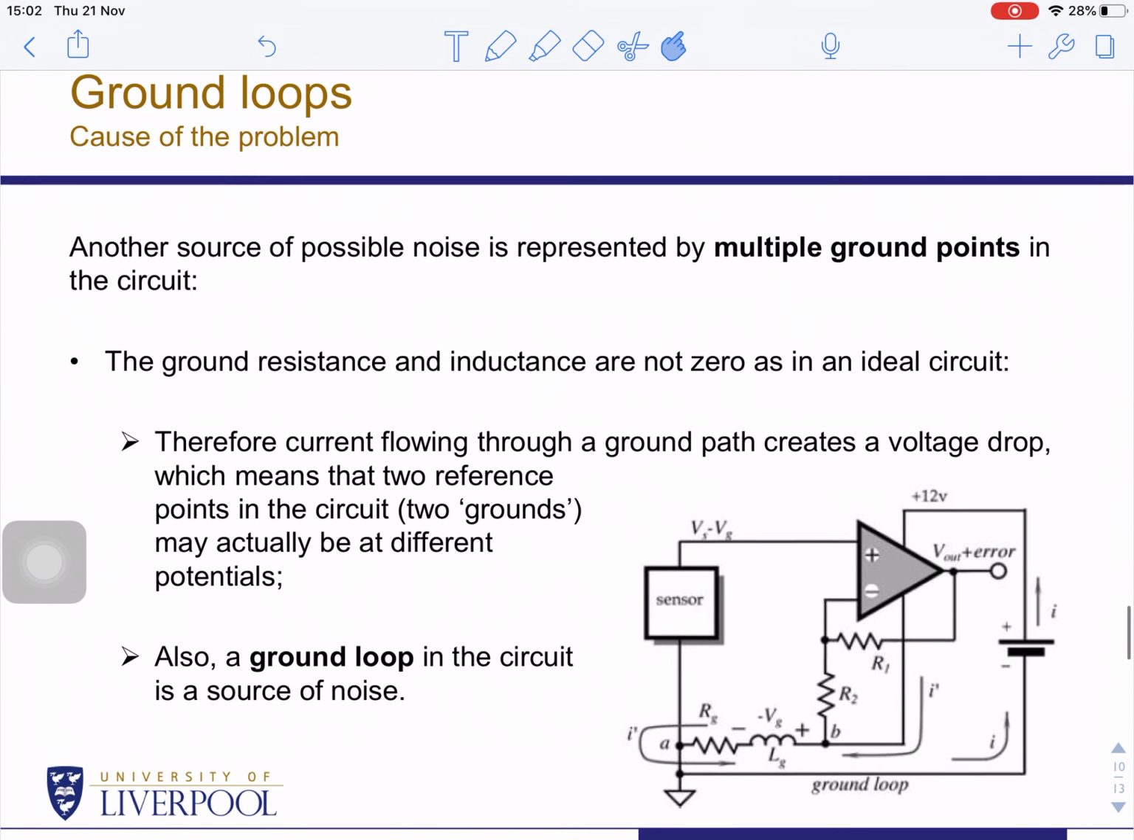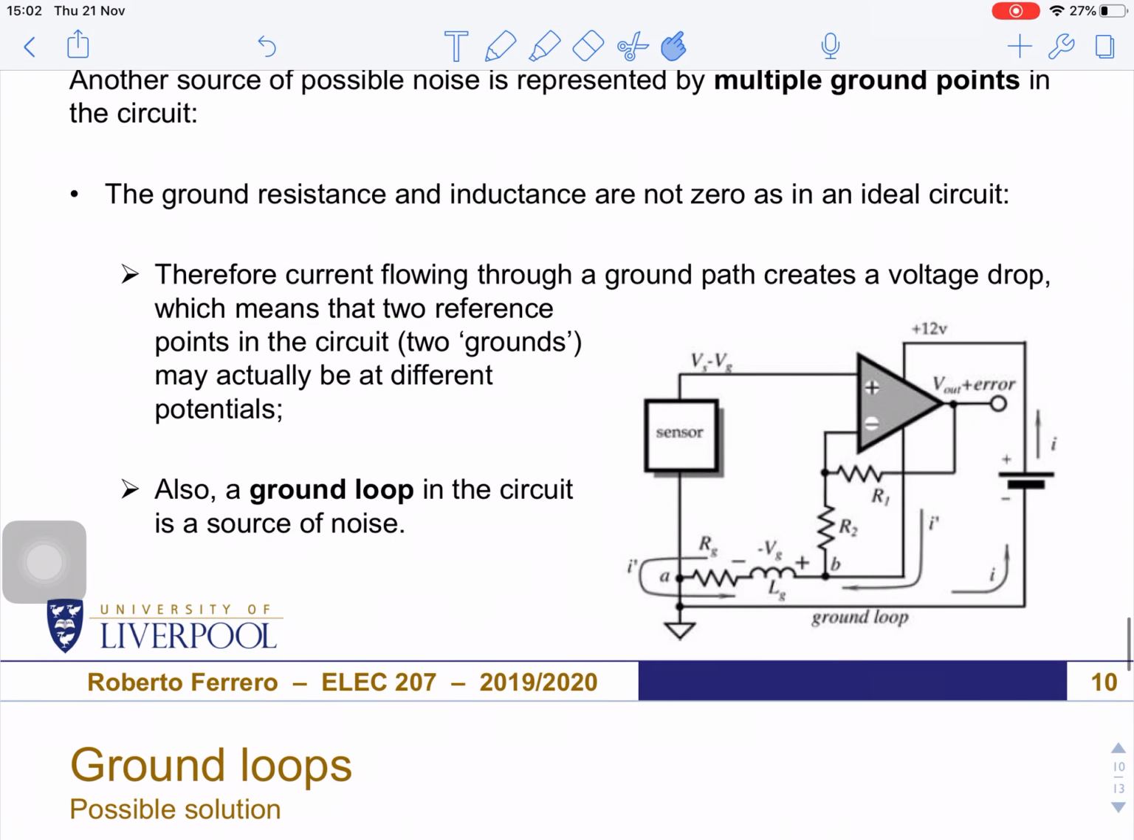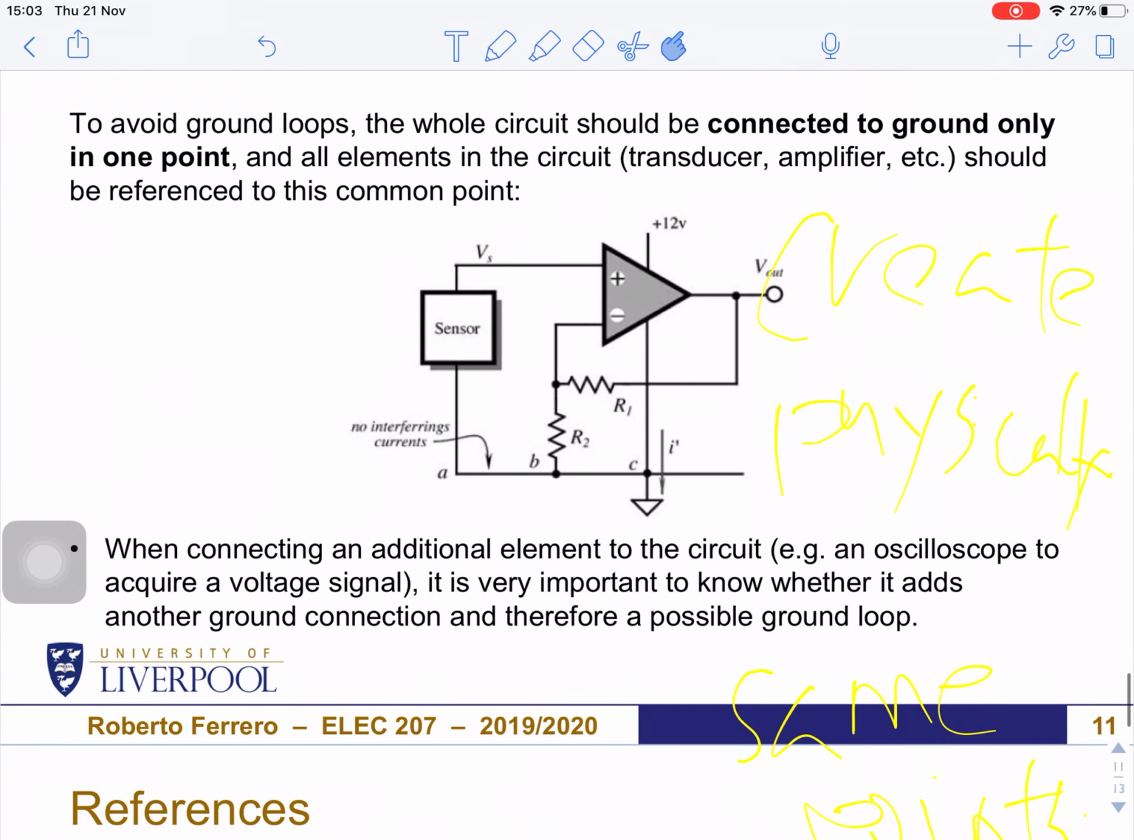And another thing is about the ground loops. Another source of possible noise is represented by the multiple grounded points, because every part of the circuit may be grounded to a point. However, that is ideal. What if they are not grounded at the same point? There may be some current in the ground wire, which may cause some effects. The solution is that we are going to put it into the ground at the same place.